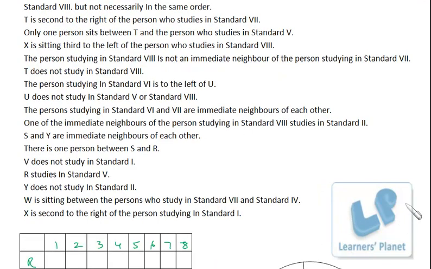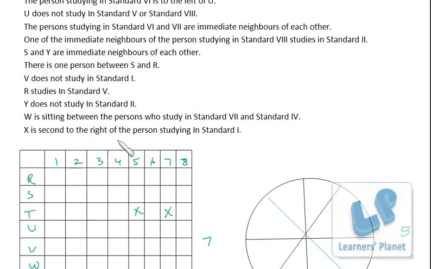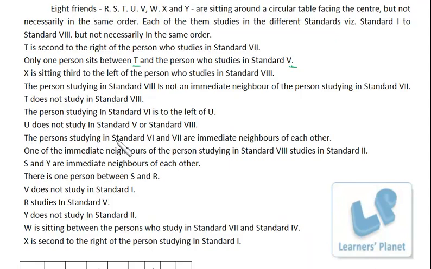Next, only one person sits between T and the person who studies in standard 5. T and 5, just one person. So here 7 is already there, so 5 must be there. Right? That means T doesn't study in grade 5 either. Next, we have done this.